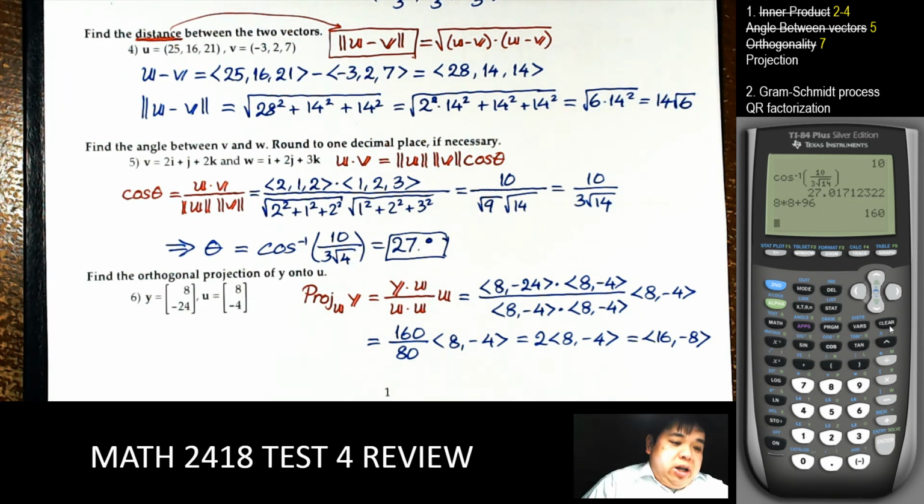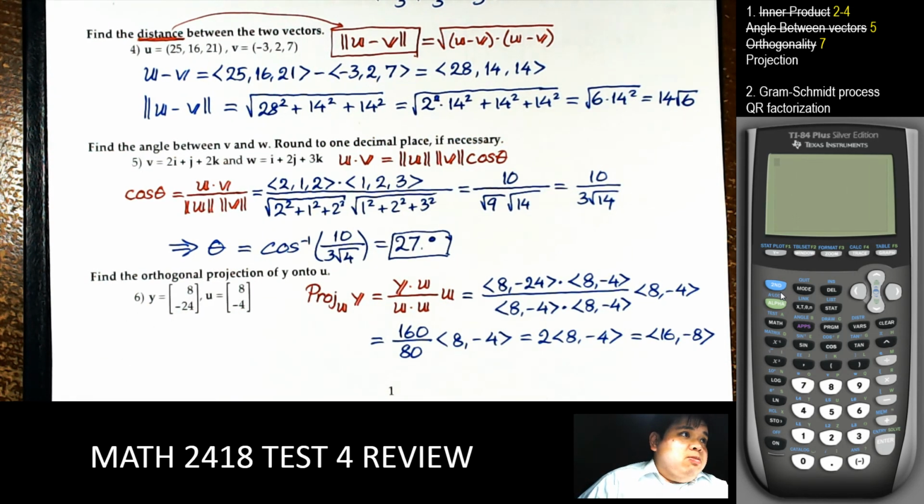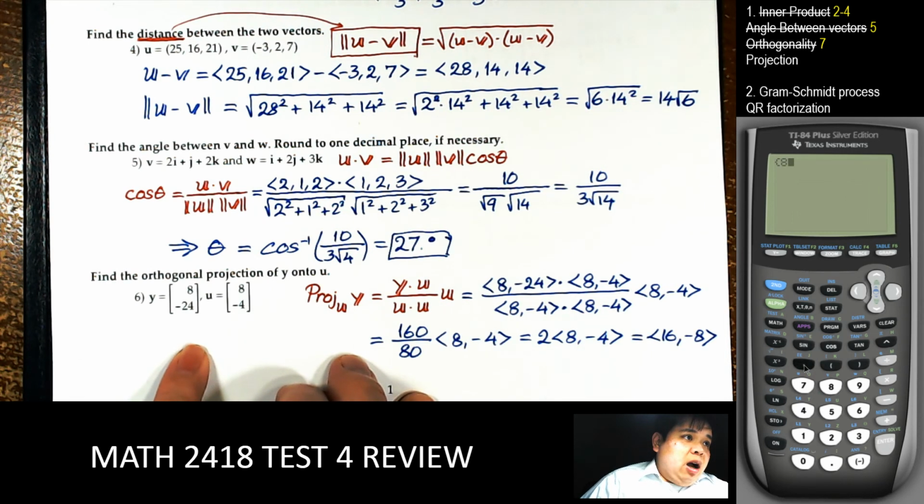In terms of the calculator, though, again, we store y and u into the list. So first hit the second open parenthesis, 8 comma negative 24, close that, store into L1, and 8 and negative 4, store in L2.